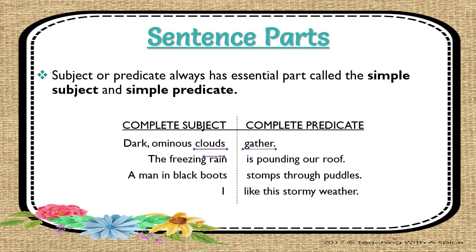Number 2, rain is your simple subject because that is the thing that is pounding. That's your simple predicate, the one main verb. The man stomps. So man is your simple subject. It's the thing that's doing the stomping, which is your simple predicate. That's the action. And I is your simple subject here. Not a whole lot of choice there. Your simple predicate is like.